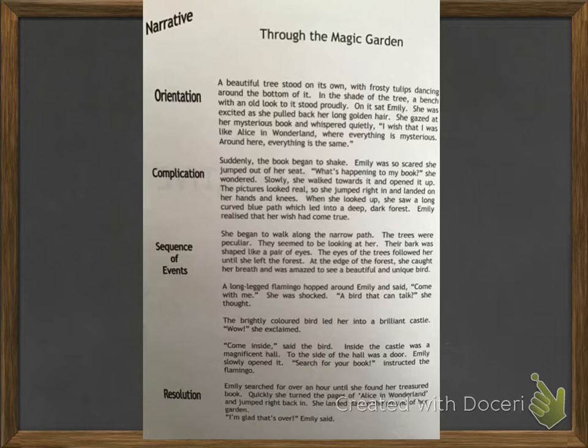Here's an example of a narrative, and I just thought we'd look at it piece by piece. So it's called Through the Magic Garden, and here's our orientation. That's where we're going to see a lot of the who, what, when, and where. So who are our main characters?